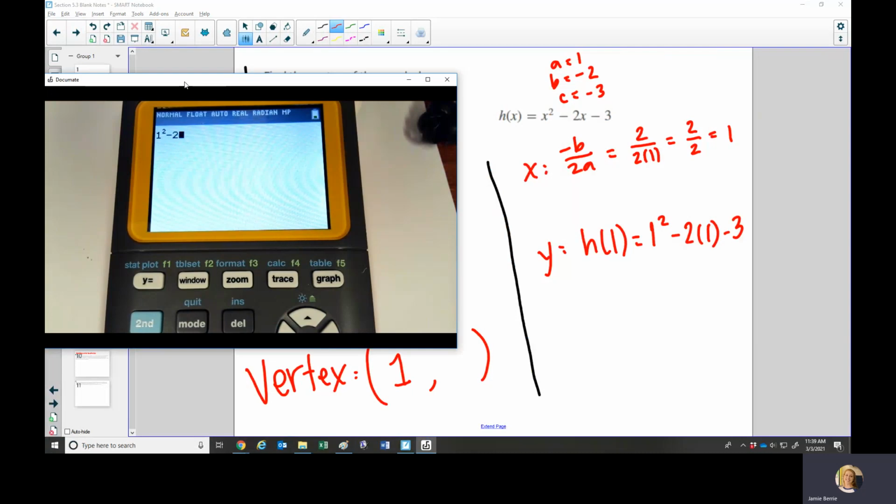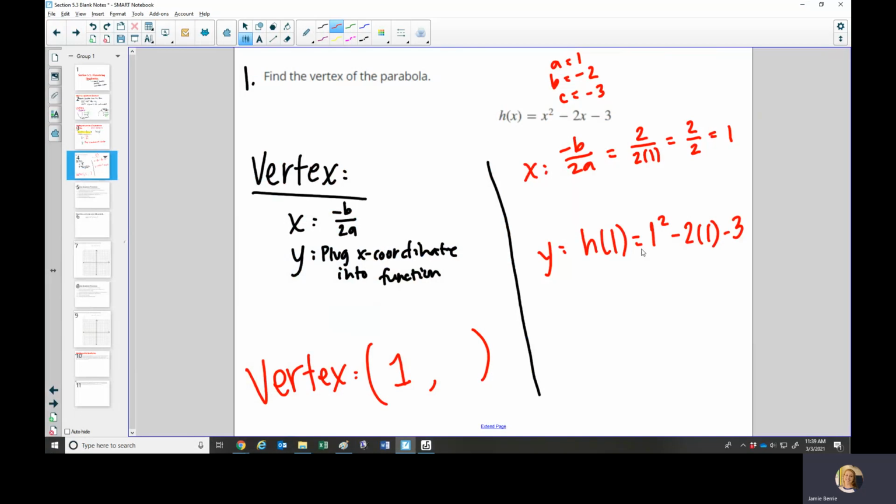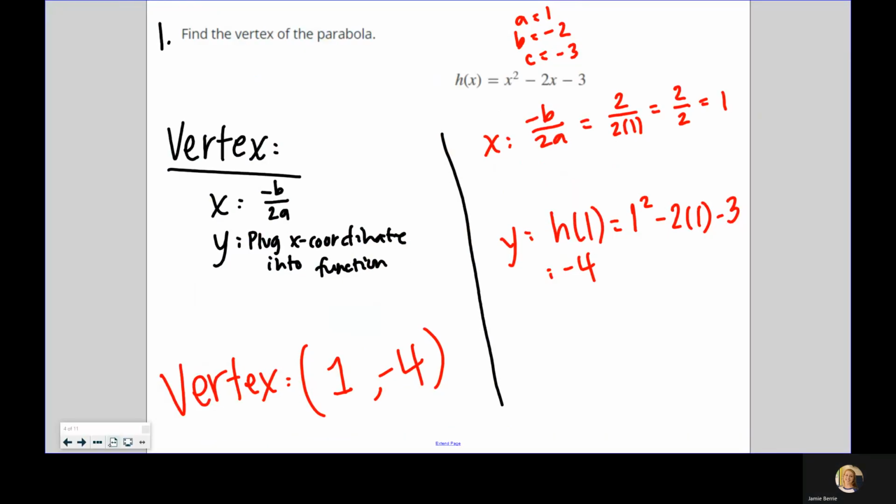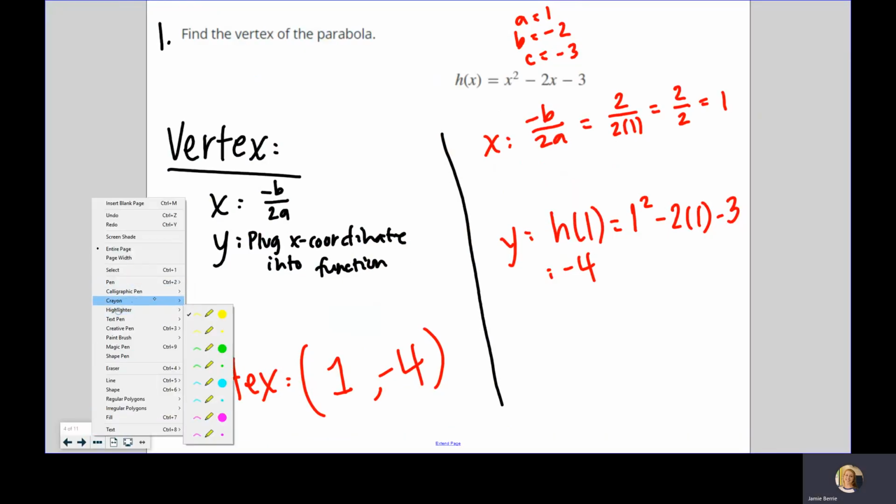Minus 2 times 1. So I'm going to do a little parentheses. 1 minus 3 is -4. All right, so that's our y-coordinate. There we go. There's our vertex. Right, so that's our vertex.